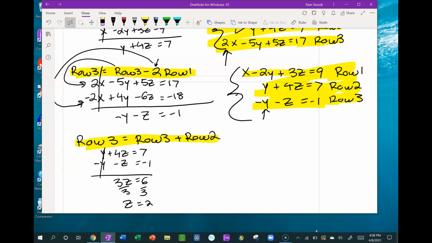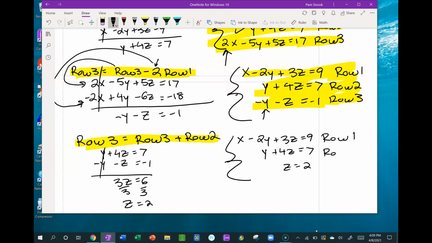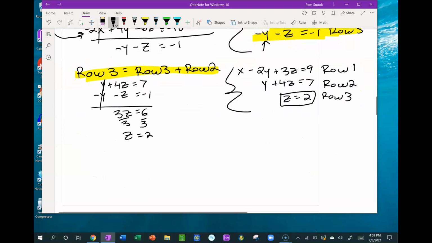So here's my new system. I have x minus 2y plus 3z equals 9. I have y plus 4z equals 7, and I have z equals 2. Row 1, row 2, row 3. Now check this out. I'm ready to backwards substitute because right there is z solved. So let's go ahead and do our backward substitution.